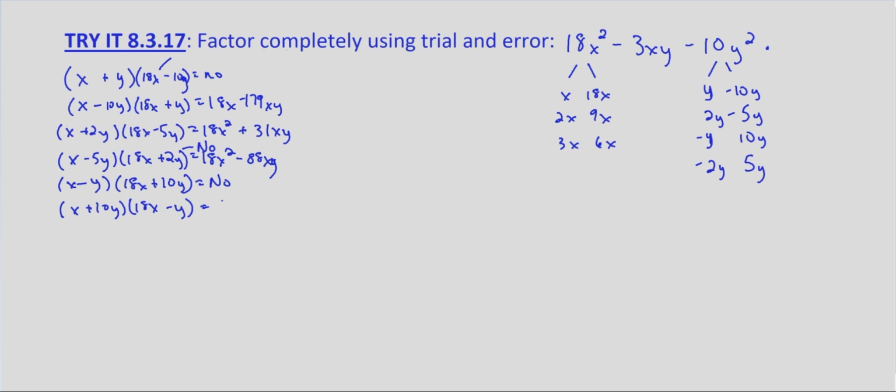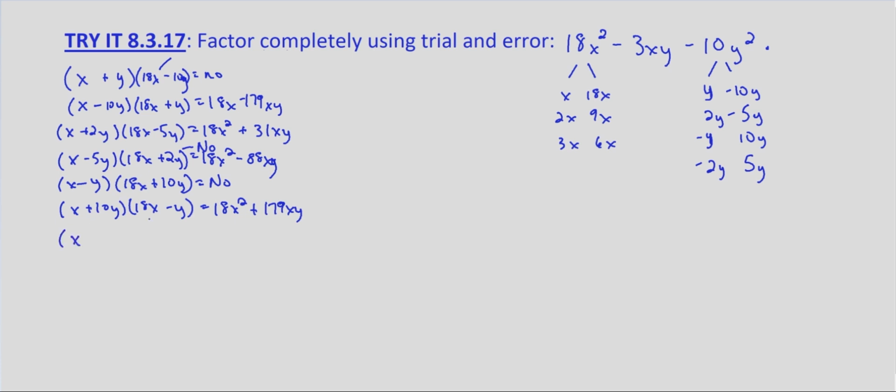No greatest common factor in either of the binomials, so this is 18x squared minus xy plus 180xy, so that's plus 179xy. So we know that's not it. And again, we're not doing the last term because we know it's going to be minus 10y squared. If the middle term's not right, we don't need to multiply that through.